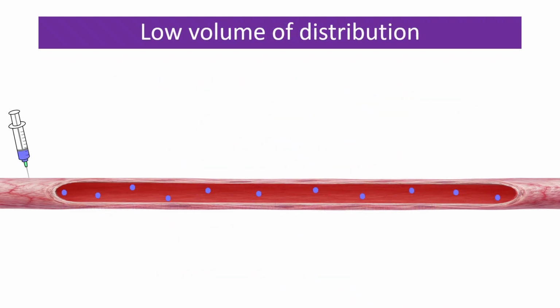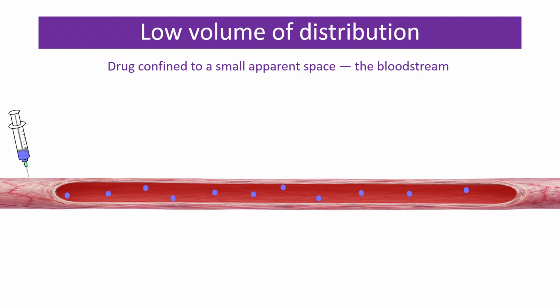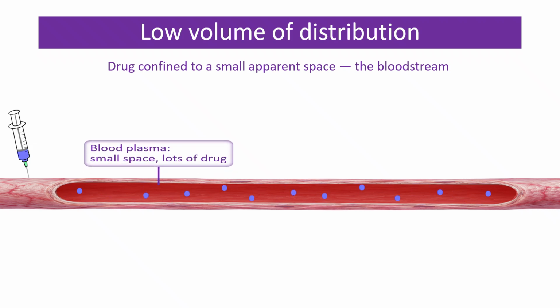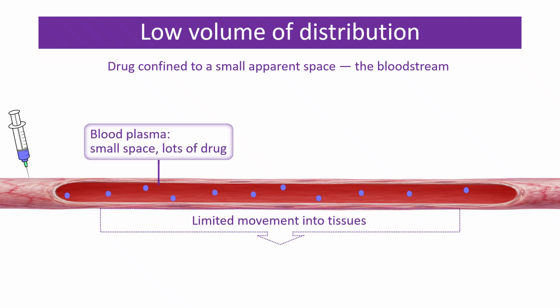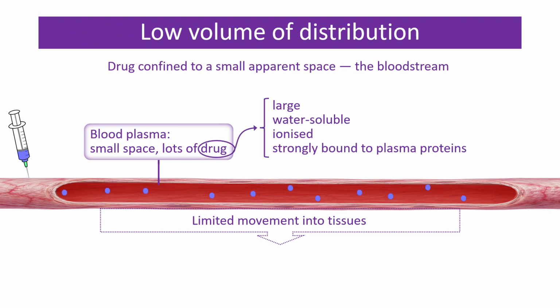A low volume of distribution tells us that the drug is confined to a relatively small space, so it remains largely in the blood. Think of this as a drug that prefers to stay in the bloodstream rather than moving into tissues. This may happen if the drug is large, highly charged, water-soluble, or strongly bound to plasma proteins. Because the drug remains in a relatively small space, the plasma concentration stays relatively high.